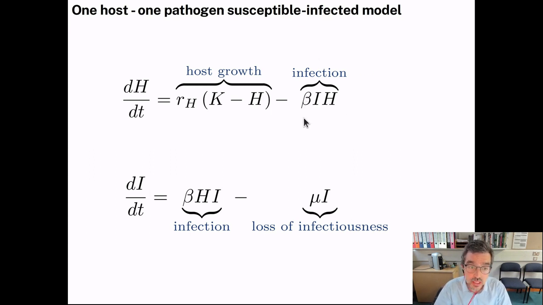And we have the exact same term as the first term here in the equation for I. This represents the rate of increase of I due to infection, so here this term is positive. But then the infected hosts cannot stay infectious forever. They lose their infectiousness at a rate mu times I. And so 1 over mu represents the average infectious period of the pathogen.